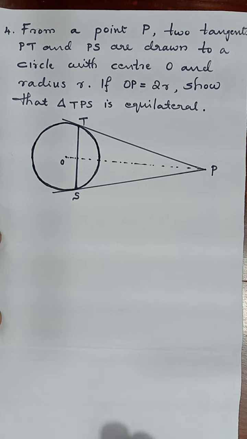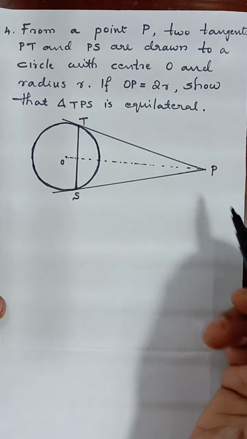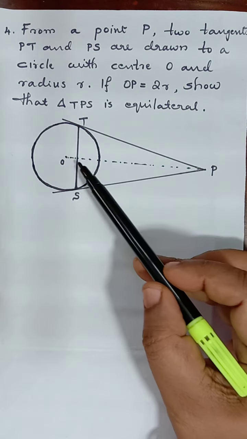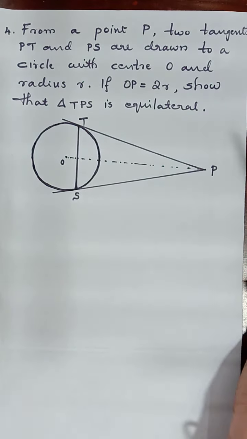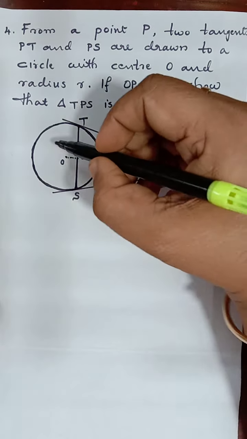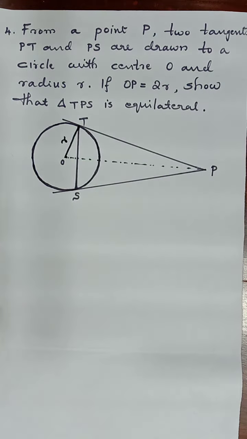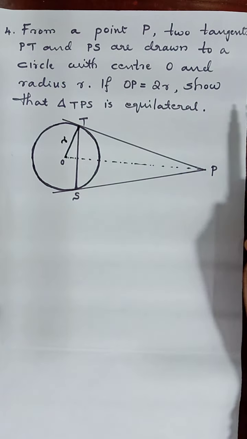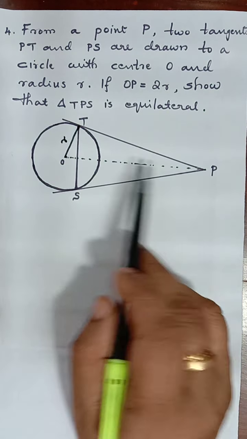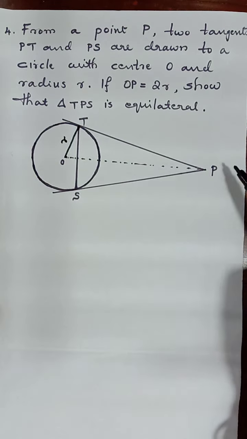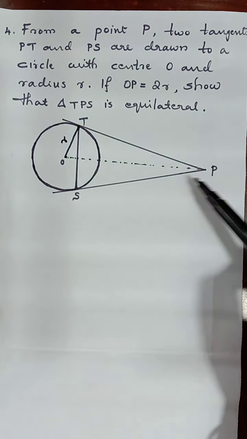Next question. From a point P, two tangents PT and PS are drawn to a circle with the center O and radius R. Radius R, if you want, you can join it. This is radius R, OT. If OP is equal to 2R, from O to P, the length is 2R. Show that triangle TPS is an equilateral triangle.